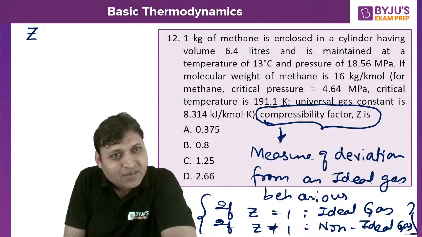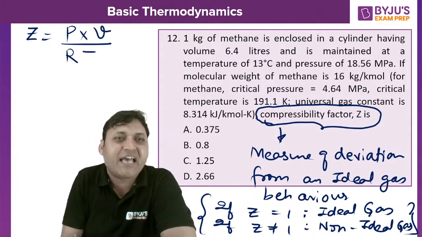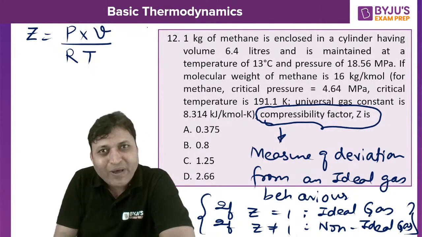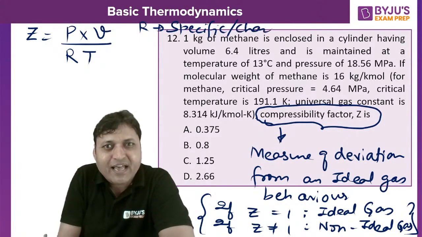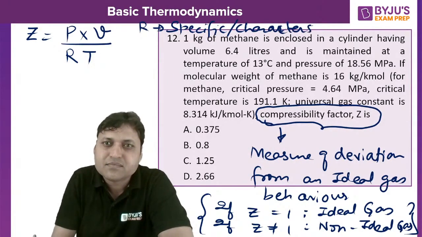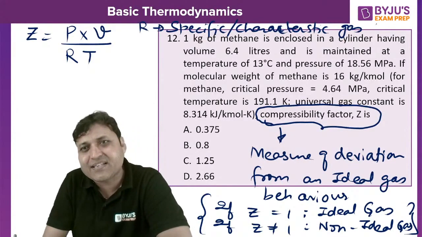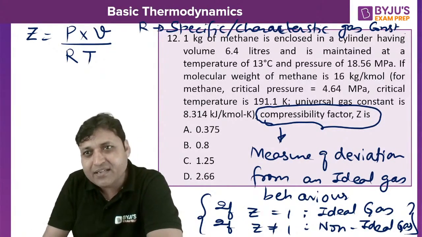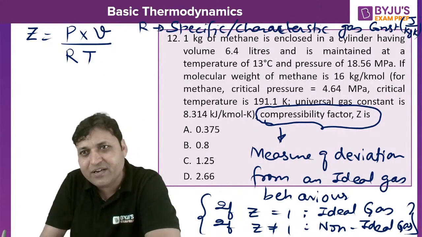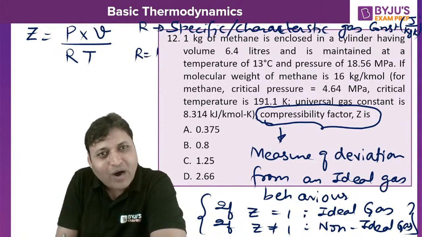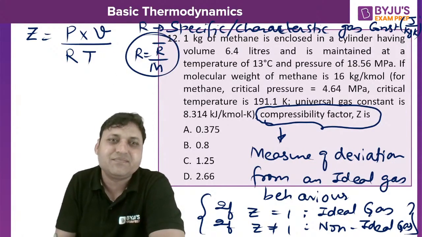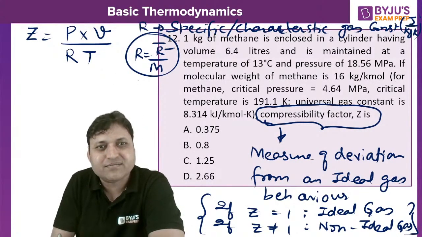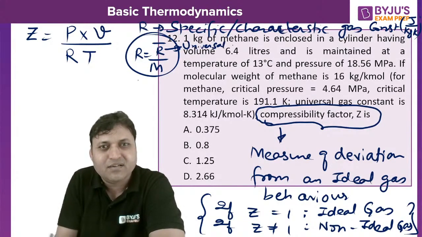What is Z? Z is given by the pressure of the gas into specific volume upon specific gas constant into T, PV by RT, where R is the specific or characteristic gas constant. What is the unit of the specific gas constant? The SI unit is joule per kg Kelvin. So R is equal to R bar by molecular weight, where R bar is the universal gas constant. I hope you know that.